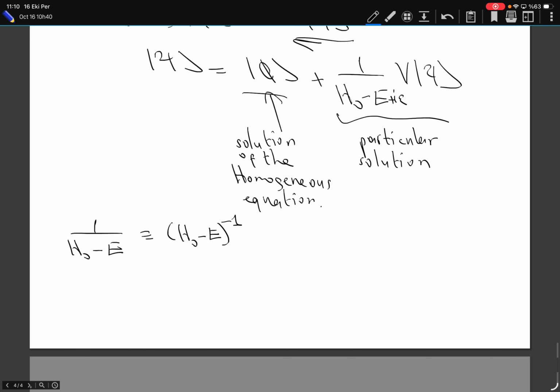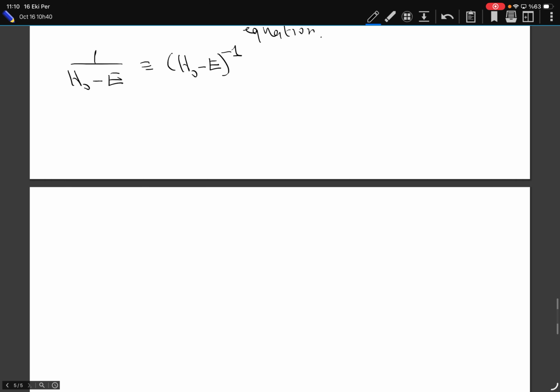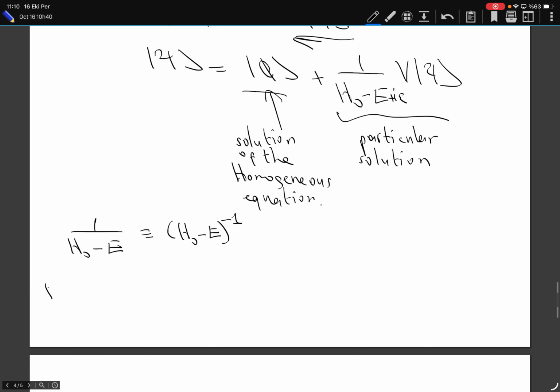Still not exactly a solution because I'm trying to find psi. Psi appears on the right-hand side, but I can iterate it. So if I have psi, this is equal to phi plus 1 over H0 minus E. I will not write the plus i epsilon. Just keep in mind that although it's pathological, this expression, there are ways of avoiding the problem, times V.